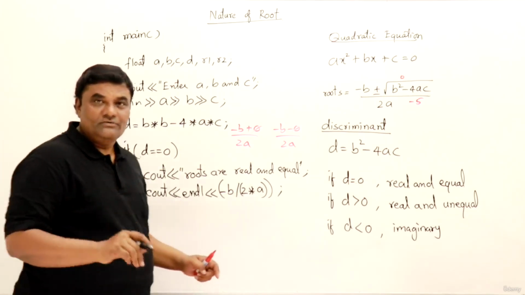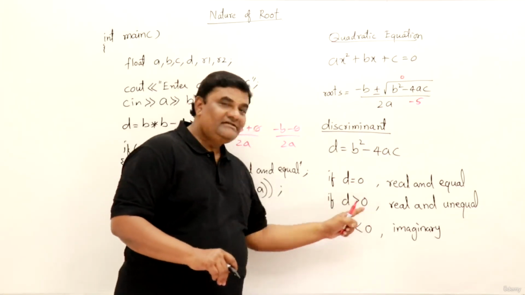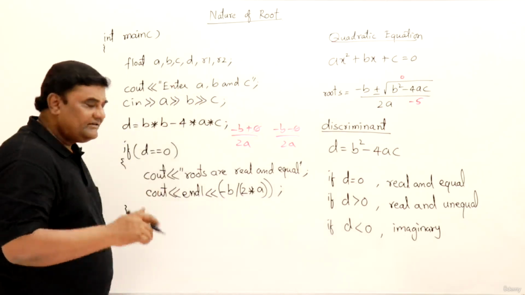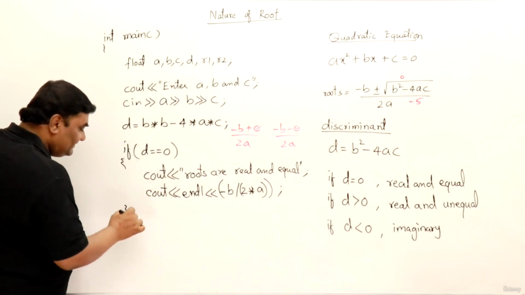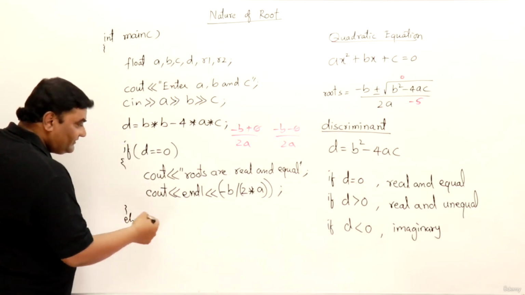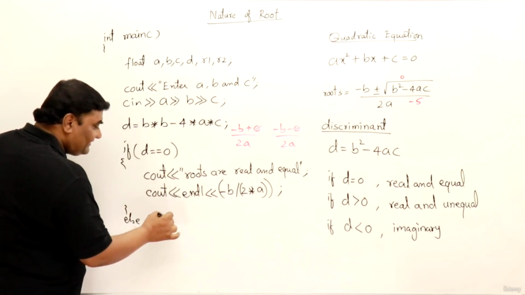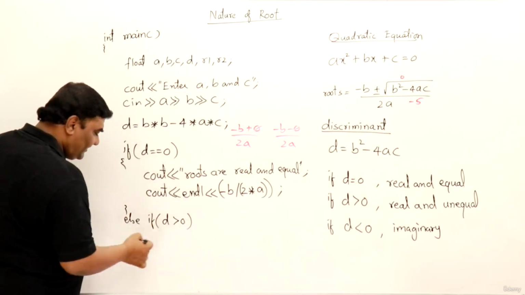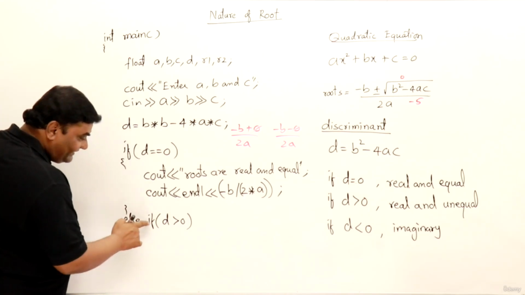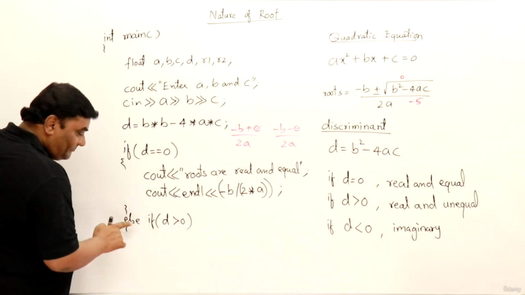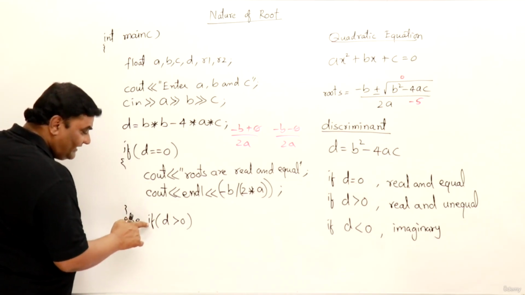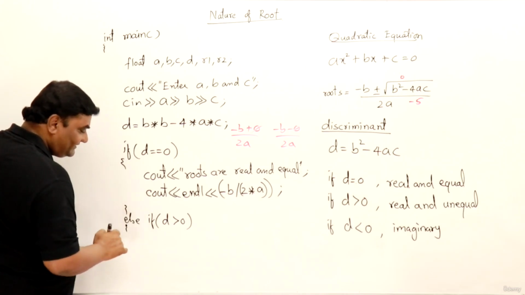If d is not 0, then what it could be? Greater than 0, less than 0. So let us write for greater than 0, else, right? So here itself I can write if d is greater than 0. So actually I can write flower bracket, inside the bracket also I can write, because just after else I have if, so I can write it here itself.